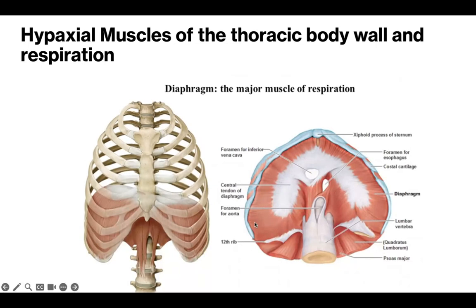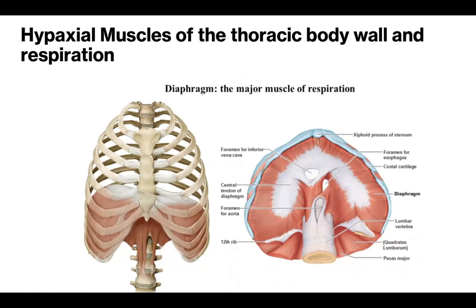All right. So for the origin, there's a bunch of different spots because it is going to originate all around the thoracic cage as well as onto the vertebral column. So it originates at the xiphoid process of the sternum, which we can see here. It can also originate at the costal cartilage of some of these ribs. It can also originate on the actual ribs themselves, 7 through 12, lumbar vertebrae, and then also the intervertebral discs of these vertebrae.